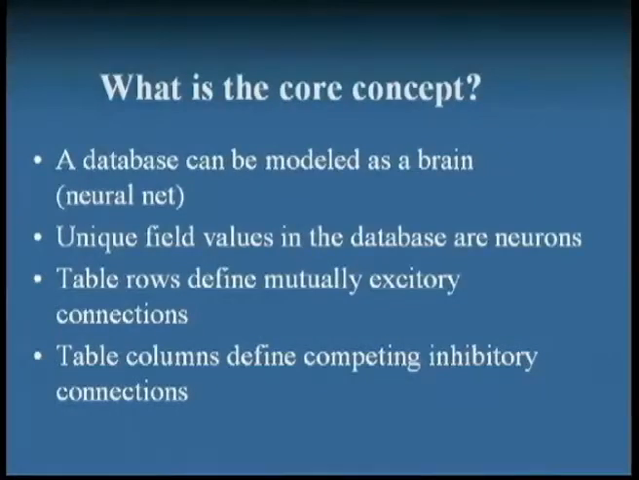So here's the mind-blowing comparison. A database is a model of a brain. Every field's a neuron. Neurons are connected to each other, and so any fields that are on the same row in the table excite one another. Anything in the same column that has a different value inhibits one another. So you have some neurons exciting, some neurons inhibiting.